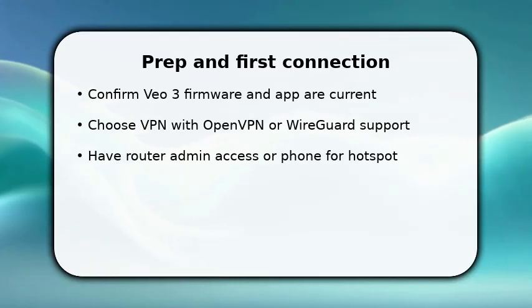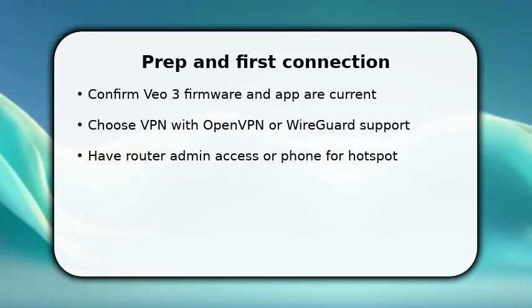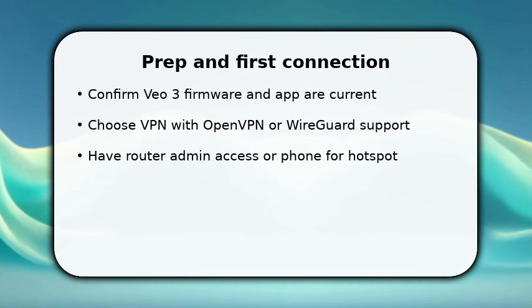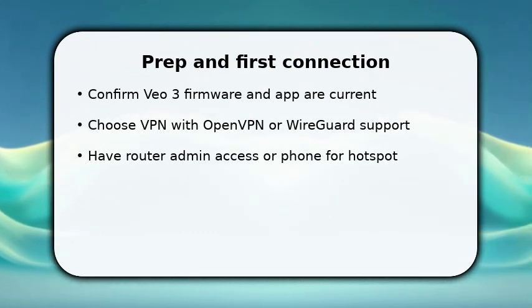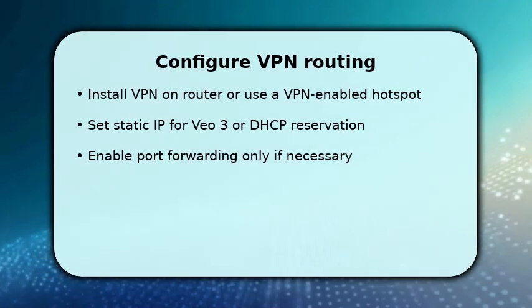Once you have credentials, log into your router or prepare a phone hotspot. You'll either run the VPN on the router or share the VPN connection from a hotspot. Do this now so the camera can route traffic through the VPN without requiring constant manual changes later. You'll configure routing so the VO3 traffic always goes through the VPN.